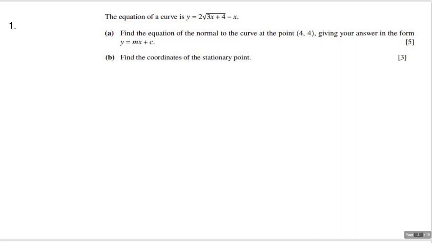We're going to be talking about derivatives. Let me get myself situated here. So the first problem we're looking at is a pretty typical one. They give us an equation of a curve, and what they want us to do is find the equation of the normal to the curve at this particular point. Now keep in mind, a normal line is a perpendicular line.